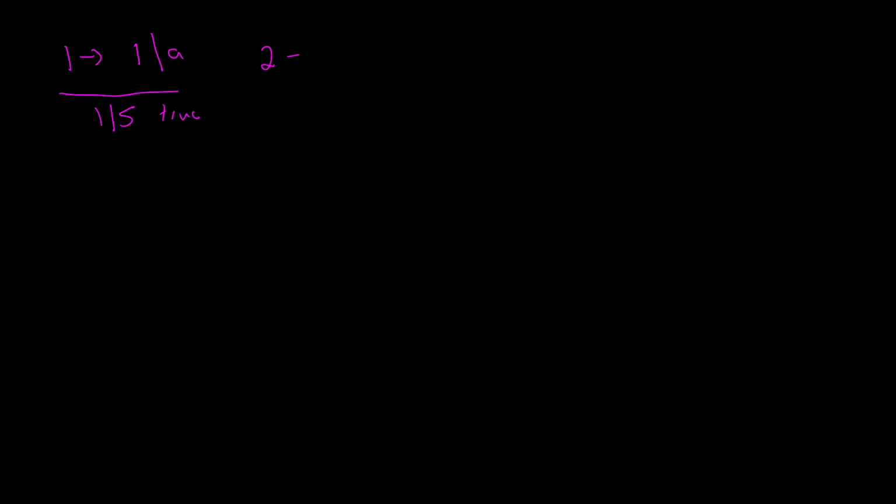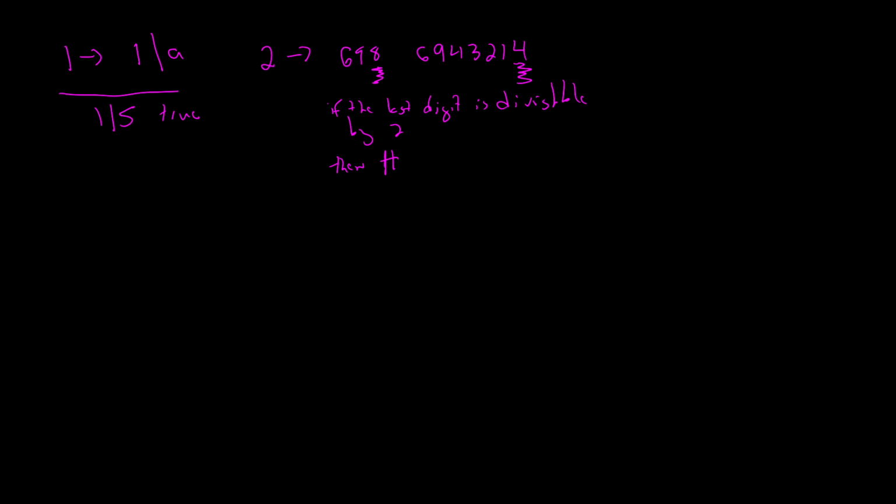Now, 2 divides even numbers. All even numbers are divisible by 2. How do we tell a number is even? Well, it's kind of nice that it comes down to the last digit. If the last digit is divisible by 2, then the whole number is divisible by 2.